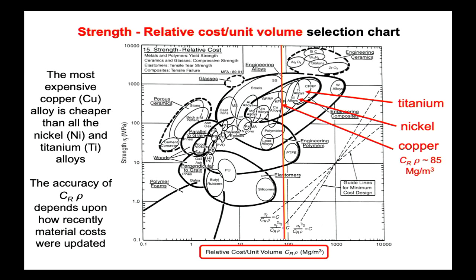Everyone else has to. And so as far as we're concerned, I may ask questions, and I have in the past in exams, about material selection: give us your best candidate material, and then I might say, how does your preferred candidate material stack up against other candidate materials that will cost, have a relative cost per unit volume. And all I'm really asking you to do is use this chart. And I'm just highlighting a few things: copper, nickel, titanium, and a little comment. The most expensive copper alloy is cheaper than all the nickel and all the titanium alloys. That's one of the things that this chart is telling us.